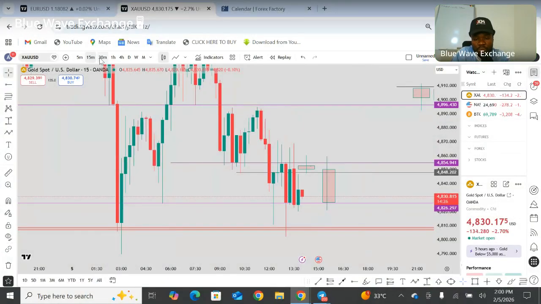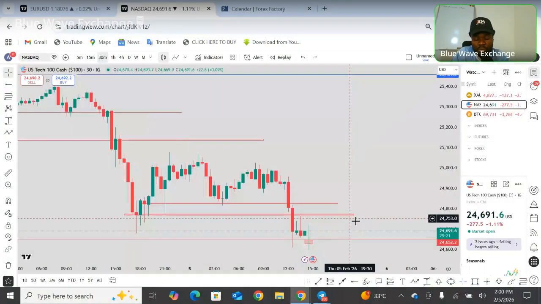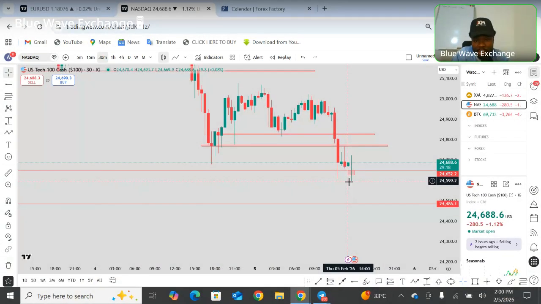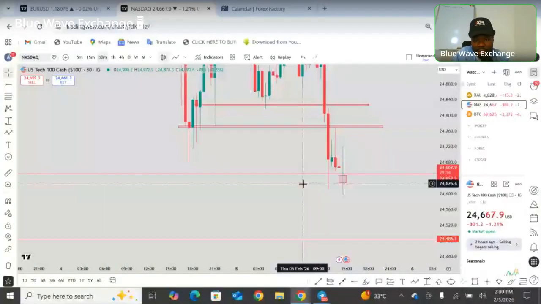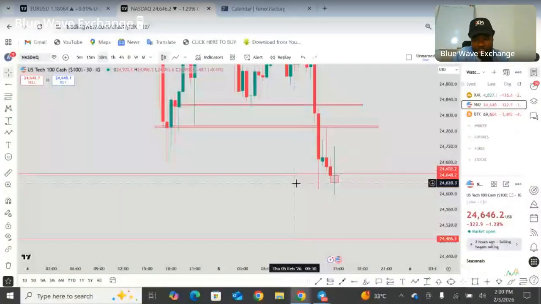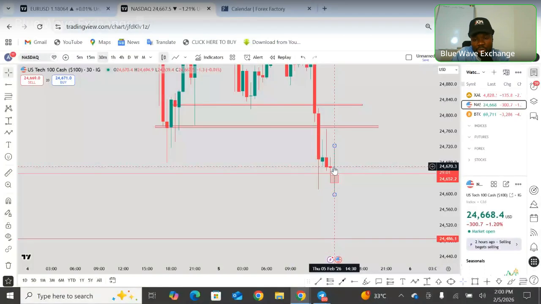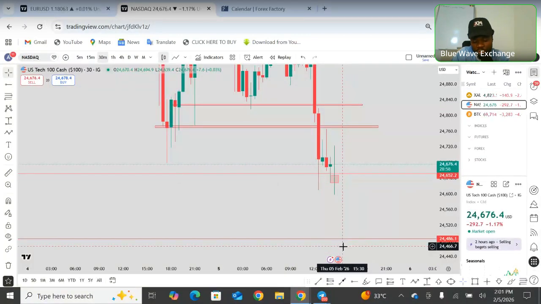So let's see. Price never broke. See, it keeps on getting rejected. Wow, crazy times. As I said, you are in crazy times. If 2:30 closes below this one, you can get a continuation of the move.